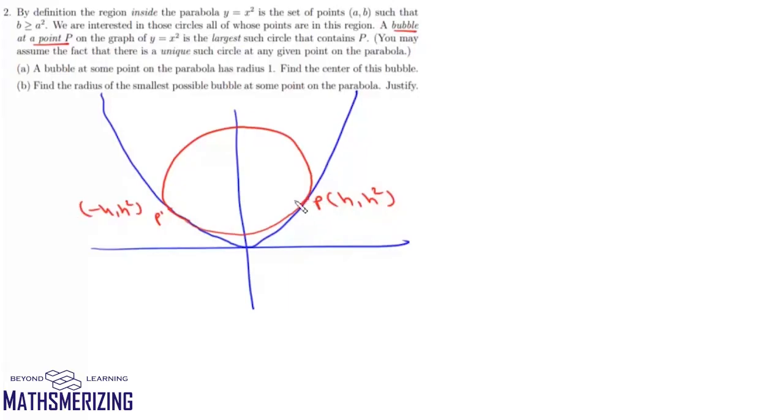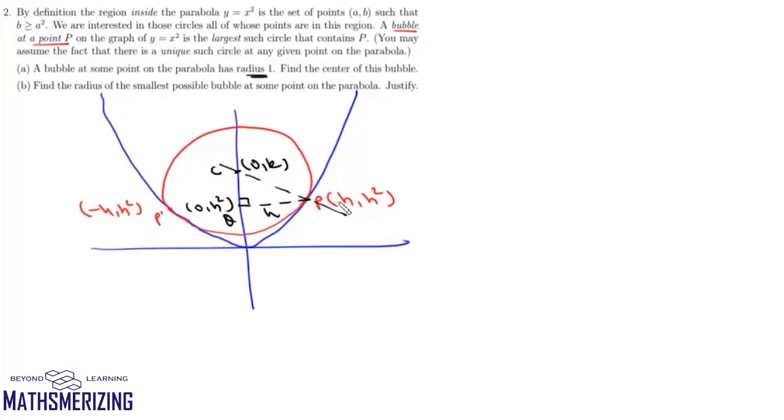Now since this circle touches this parabola, that means they should have a common normal, and any normal to a circle passes through the center of the circle. And from symmetry, we can say that the center of this circle will lie on the y-axis. So let the center be (0, k). Now we drop this perpendicular, then this length is h, and this point is (0, h square). So let the center be C, and let this point be Q. Now the first part is, if the radius is 1, find the center of this bubble.